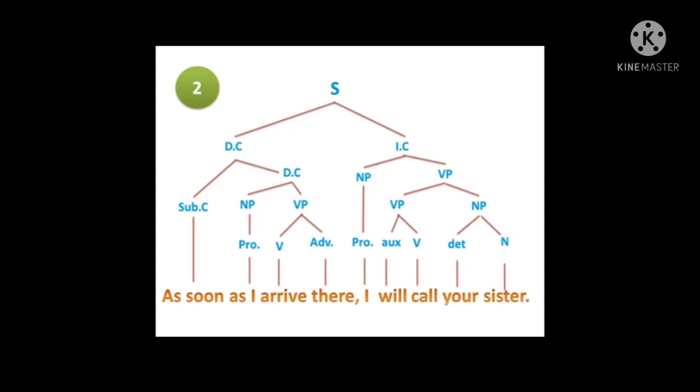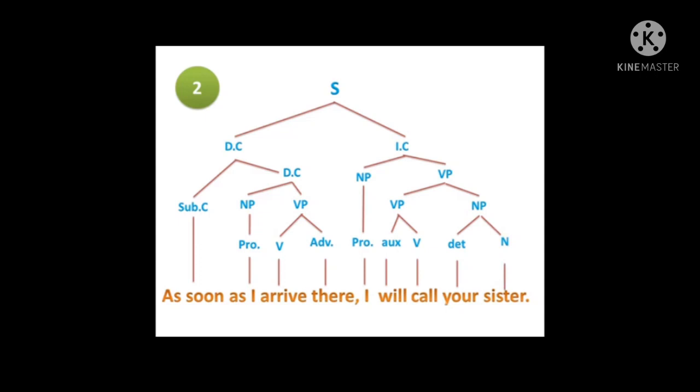And then we analyze the second sentence: as soon as I arrive there, I will call your sister. The sentence here is divided into two parts, dependent clause and independent clause. The dependent clause here has the subordinate conjunction as soon as, and the clause is divided into two parts, noun phrase and verb phrase. The noun phrase consists of the pronoun I, and the verb phrase consists of the verb arrive and the adverb there.